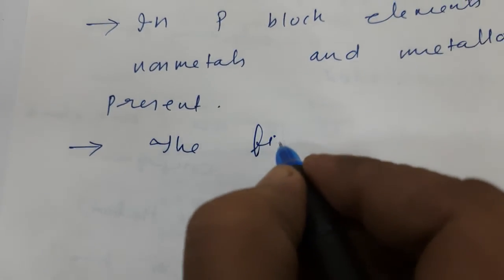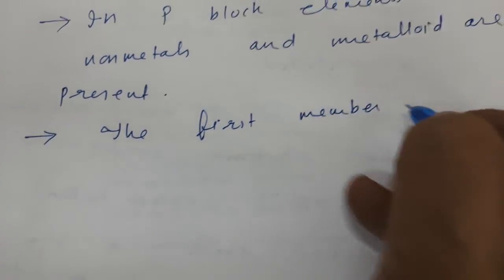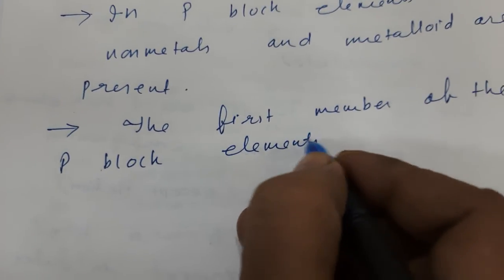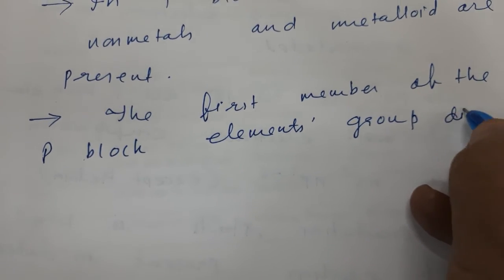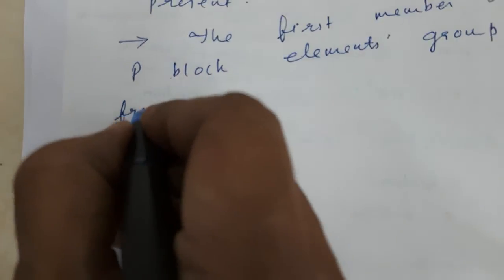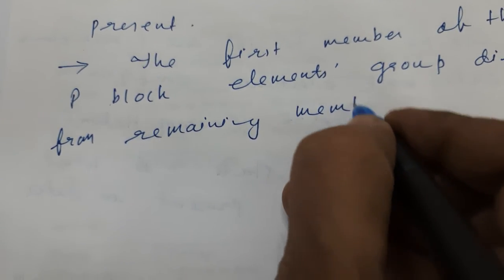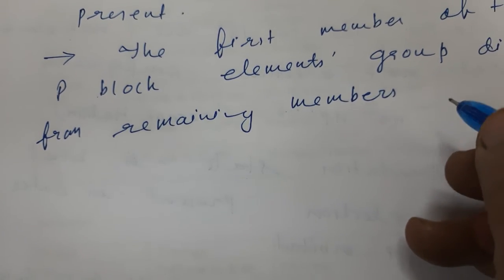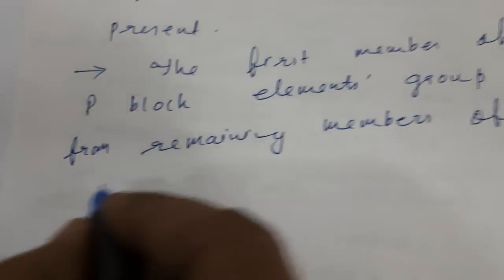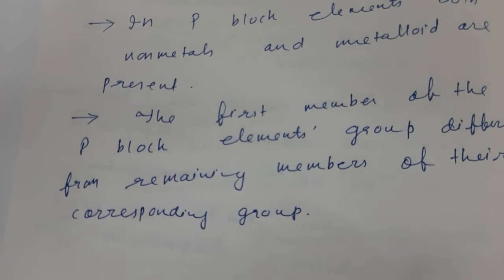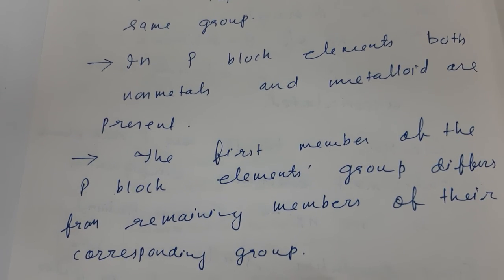Okay. Again, the first member of the p block elements group differs from the remaining members of their corresponding group, like earlier we had read the anomalous properties of the first element of the s block elements. Similarly here also the same phenomenon occurs.